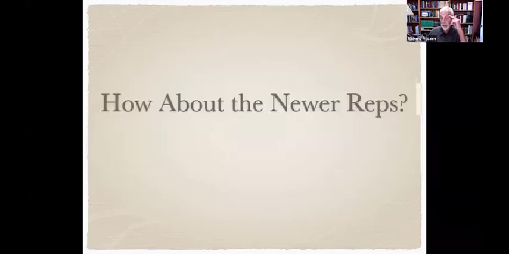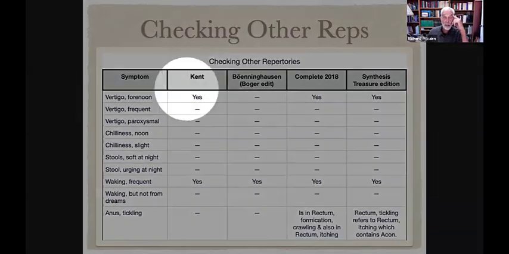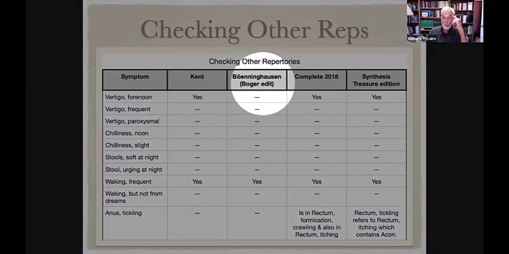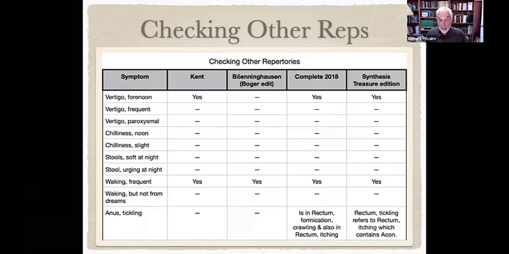How about the newer repertories? Are they more complete in the sense of including all the proving information? So here's the same exercise. Let's look at other repertories. I have Kent's repertory, the Boenninghausen repertory that we're going to talk more about, the Complete 2018 and Synthesis, what they call the Treasure Edition. So we look at the first symptom, vertigo in the forenoon. Kent has it, Boenninghausen does not, the Complete and Synthesis have it, yes.